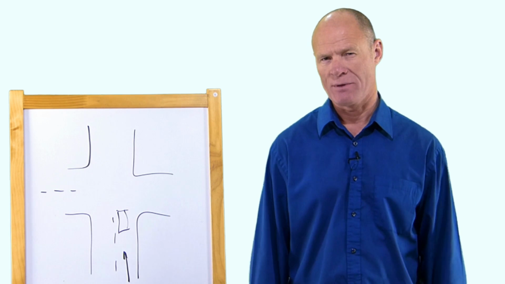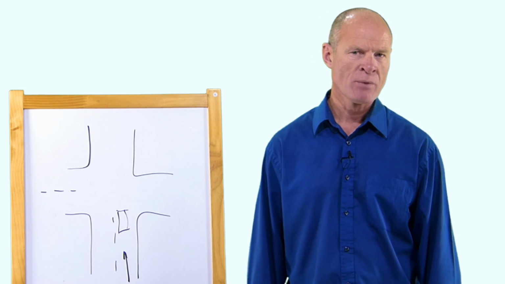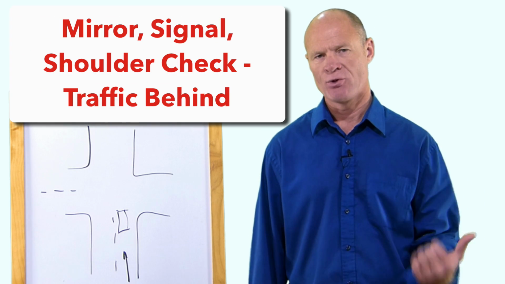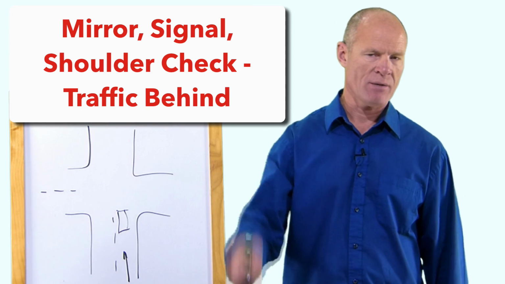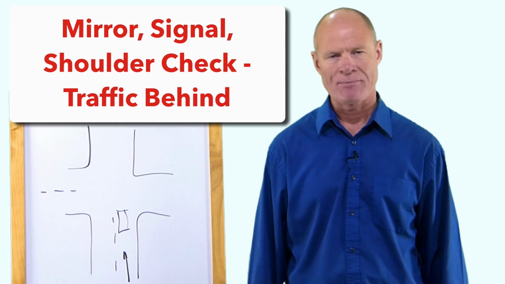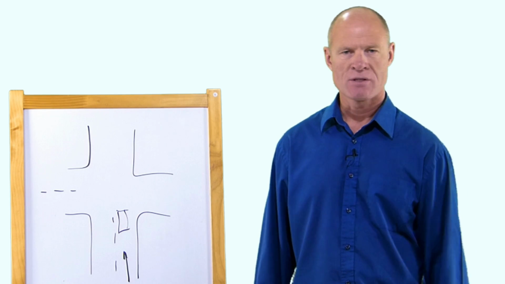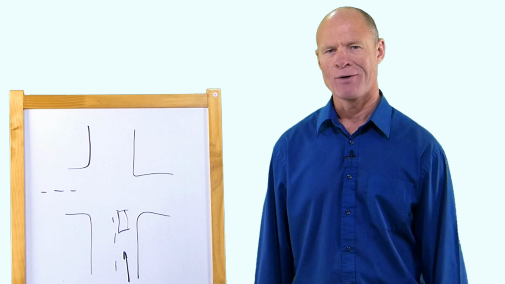Next thing you want to do, approximately half a block from where you're going to turn, mirror, signal, shoulder check. As you're mirror, signal, shoulder checking, also check behind you to make sure that there's nobody running up the back end of you and that you can slow down without being rear-ended.